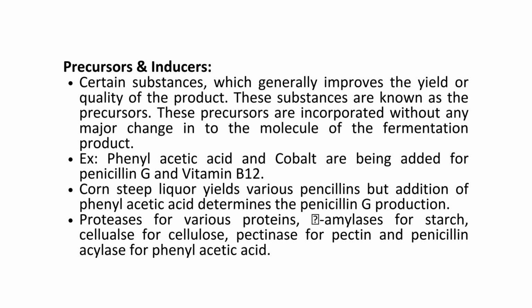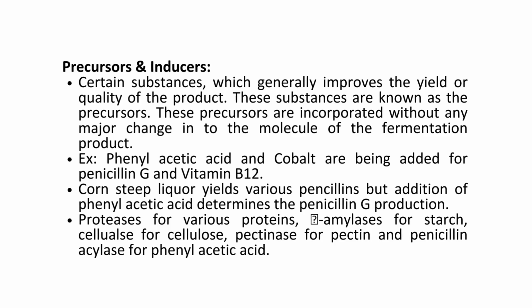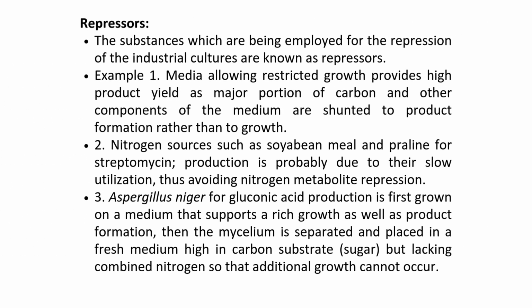Precursors are substances that improve yield or quality by being incorporated into the product molecule. Examples are phenylacetic acid for penicillin G and cobalt for vitamin B12. Inducers like specific substrates can trigger enzyme production. Repressors are used to control culture metabolism. For example, media allowing restricted growth can shunt carbon to product formation instead of growth. Slow utilizing nitrogen sources like soybean meal can avoid nitrogen metabolite repression in streptomycin production. For gluconic acid production with Aspergillus niger, the mycelium is moved to a nitrogen-free medium to force product formation.